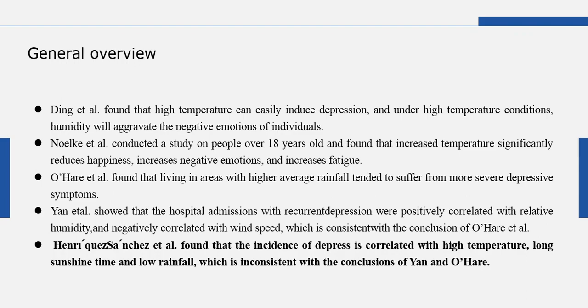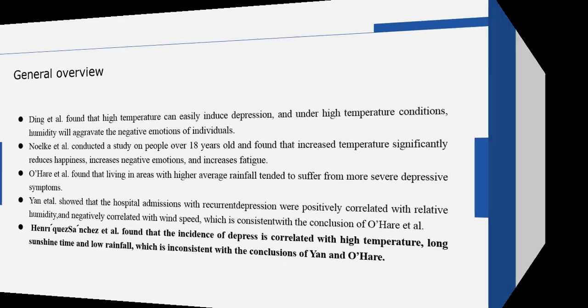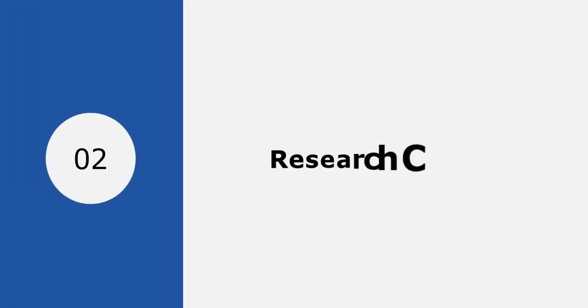DIKW is the abbreviation of the data, information, knowledge, and wisdom pyramid hierarchy, which has a long history of development and application. The second part is research content.